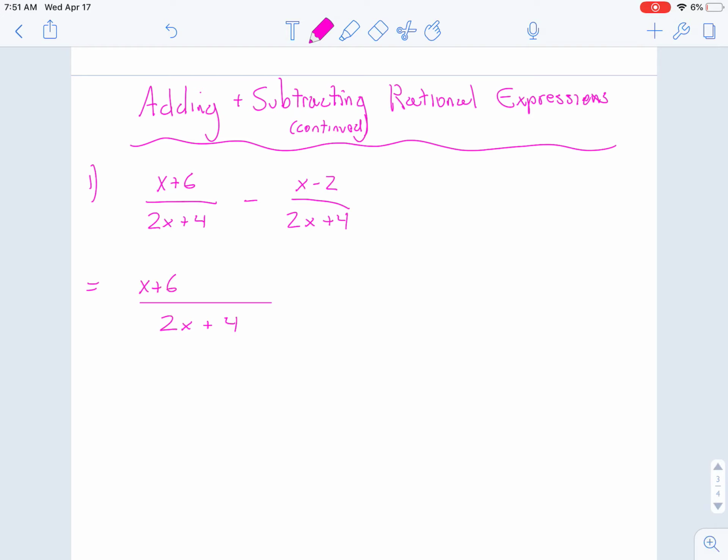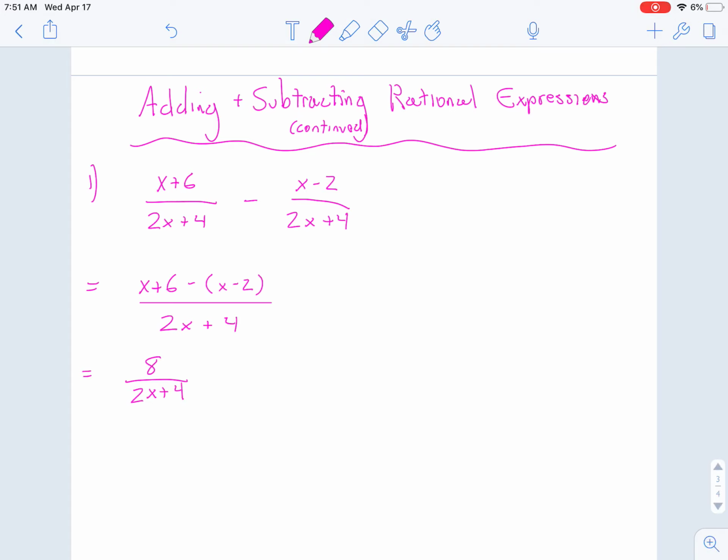Now, we talked about this yesterday. When we subtract x minus 2, we're subtracting the whole x minus 2. So we're subtracting all of x minus 2. This should remind us that we have to distribute. X minus x is 0. They cancel. 6 minus negative 2 is 8. So this is 8 over 2x plus 4. There, we've subtracted the two fractions.